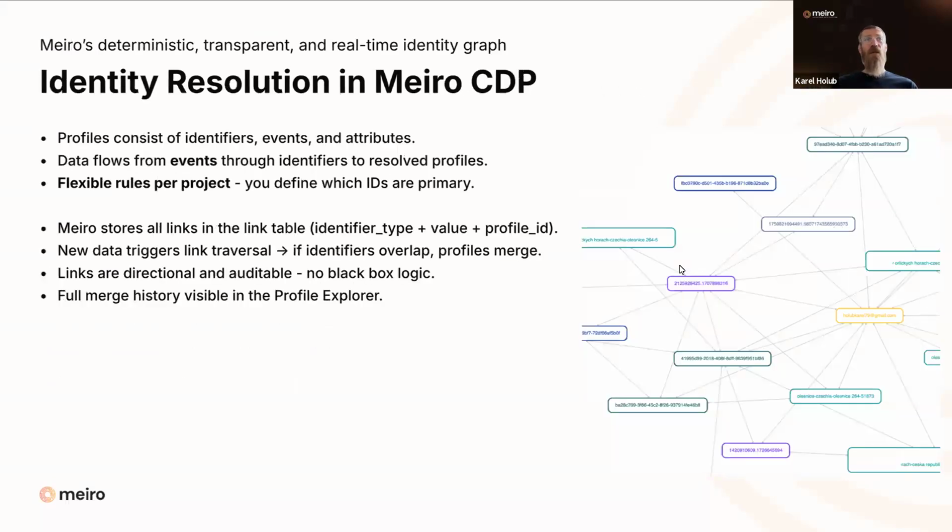Again, the identity resolution in Miro CDP uses the identity graph. That's what we talked about previously. And the profile itself consists of attributes, identifiers, and attributed events. So basically, we are getting the data through the events, extracting the attributes from the events, and all those attributes will give us the description of the profile.